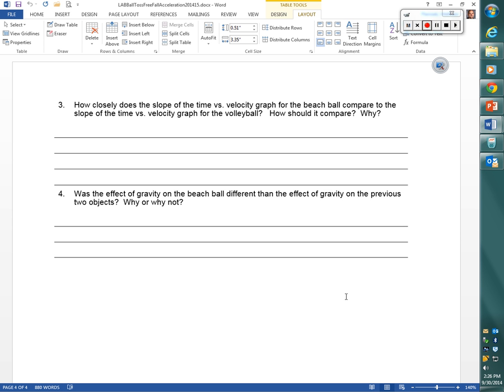All right, question number 4. Tricky. Make sure you pay attention to what it says. Was the effect of gravity on the beach ball different than the effect of gravity on the previous objects? Use at least 3 objects in class. No. The effect of gravity wasn't any different. But the slopes of those graphs are different because we have to include air resistance in that discussion. So the effect of gravity is not any different, but in this situation we can't isolate only gravity. We have to take air resistance into account, and therefore we see a different effect on the beach ball.